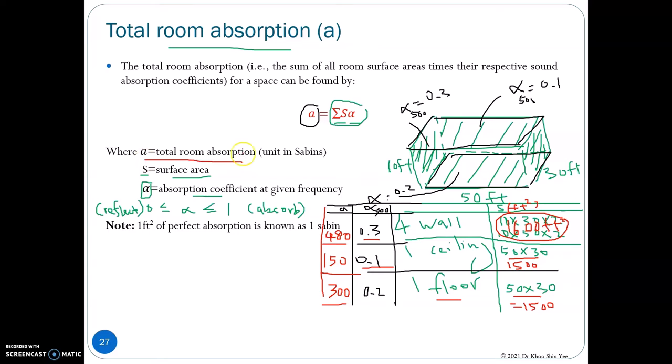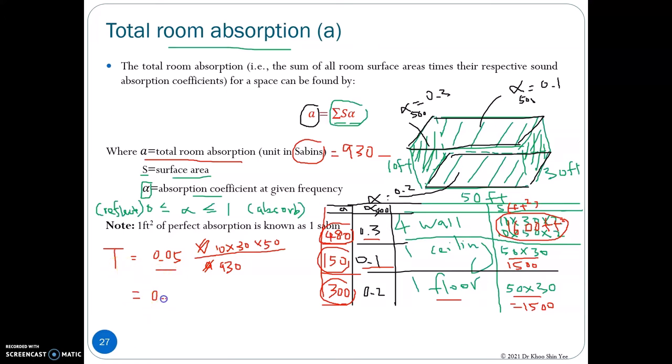To find the total room absorption, we need to take the summation of the A at the wall, ceiling, and the floor. So 480 plus 150 plus 300, we obtain A equal to 930. And the unit is sabin. This is the total room absorption. Then we can continue to compute the reverberation time by using this formula, where the total absorption is equal to 930. The volume is equal to 10 multiplied with 50 multiplied with 30. The constant is equal to 0.05, since we are using feet as the dimension. After we perform the calculation, we obtain the reverberation time equal to 0.81 seconds. So this is how we calculate the reverberation time.